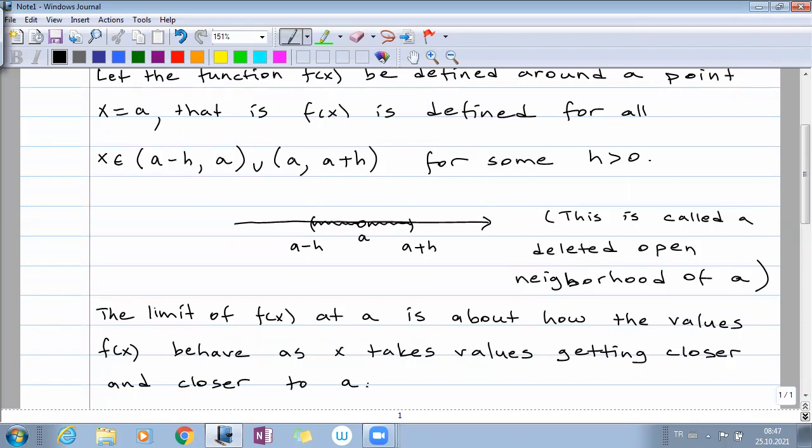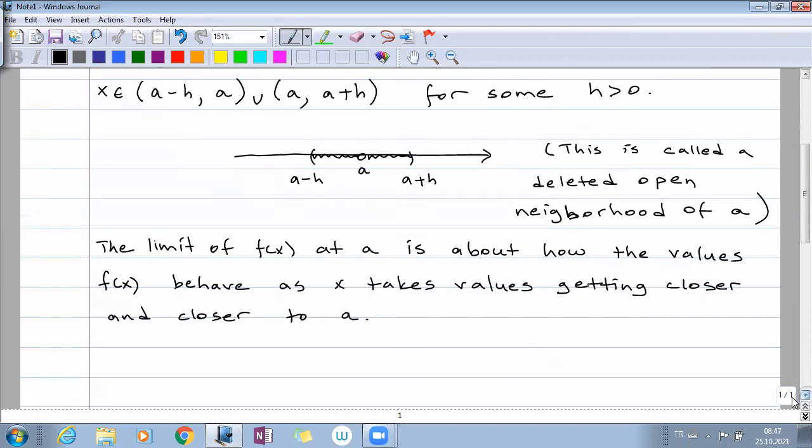Of course, this is a very intuitive sentence. It's not mathematically precise. Before the end of this chapter, we will try to make this definition precise, but for the moment, we are going to consider some examples.